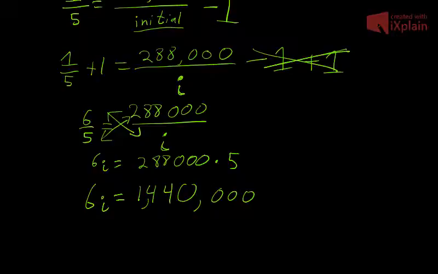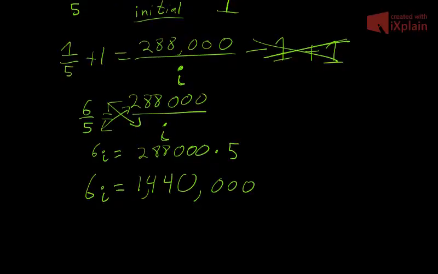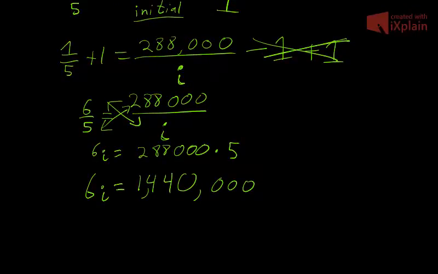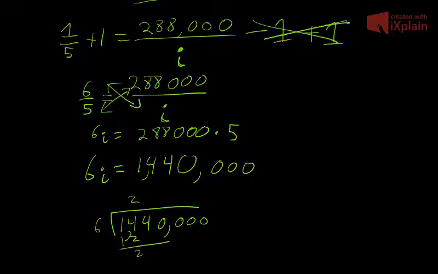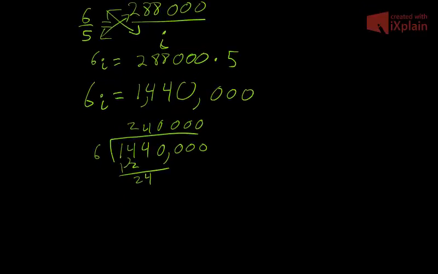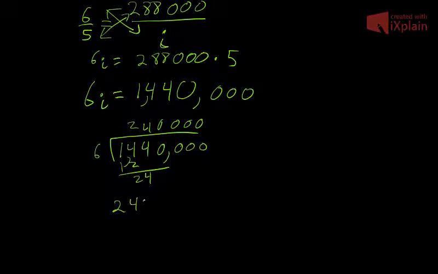And then I can just divide that by 6, and let's see, 6 goes into 1,440,000 twice here, 12, 24, 4 times, all the zeros carry. So 6 goes into that 240,000 times. And that's going to be our initial cost.